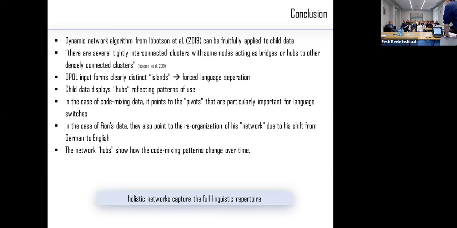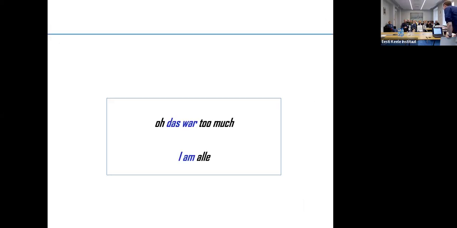The network hubs also show to a certain extent how the code mixing patterns change over time, especially in the case of Fionn with the switch of his dominant language. And overall, we see once again that these holistic networks also show us that these children are basically making use of their full linguistic repertoire by combining their languages.